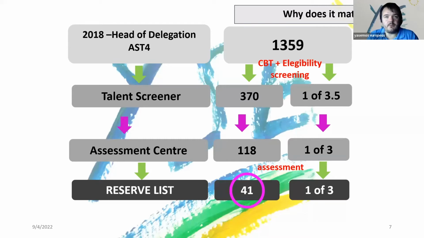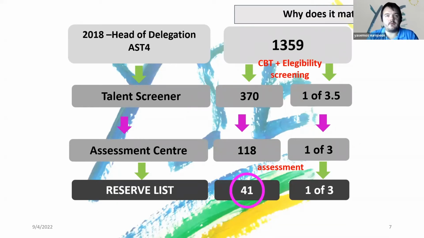You see, the moment when most of the candidates were gone was right before the talent screener, with just the CBT, the test, and the eligibility screening. Most of the time it was the eligibility more than the CBT. The calculation is that around 20–25% of the candidates failed the CBT. So most of the candidates fell in the eligibility screening, because they didn't have enough years of working experience. So we need to be careful with that. Now in the talent screener, 1 out of 3 will make it into the assessment. That was 118.